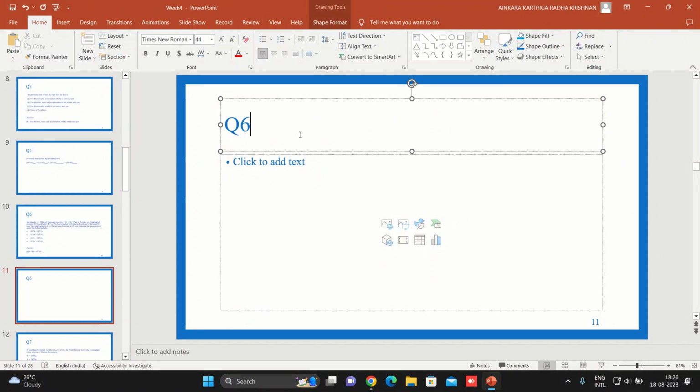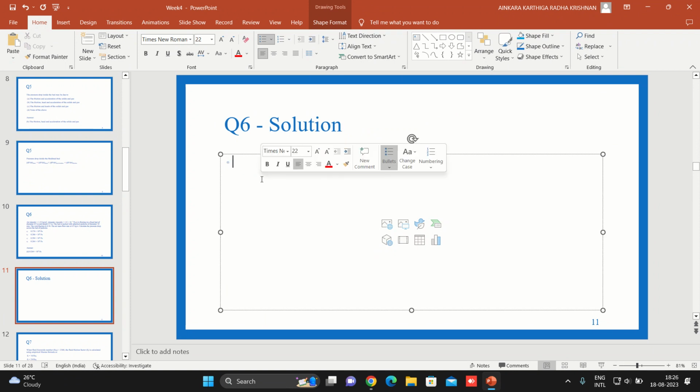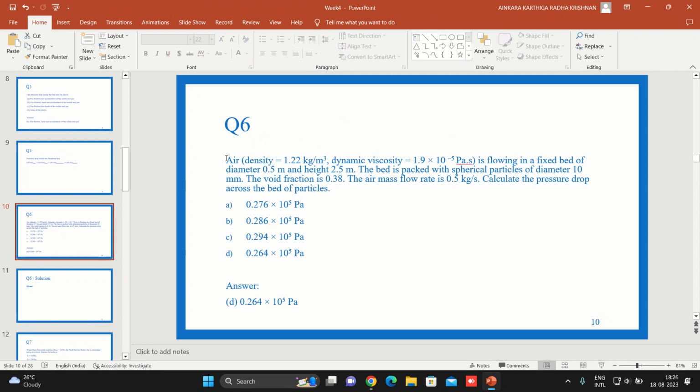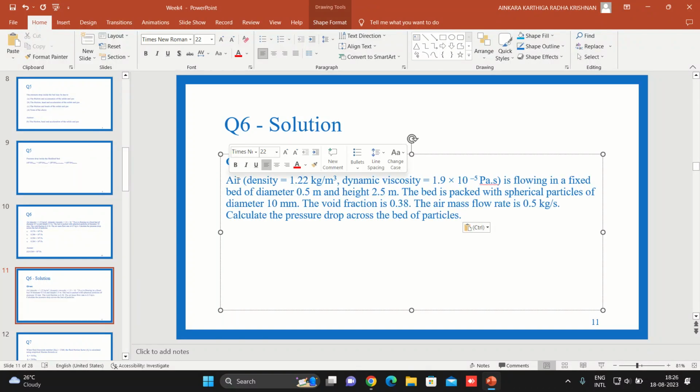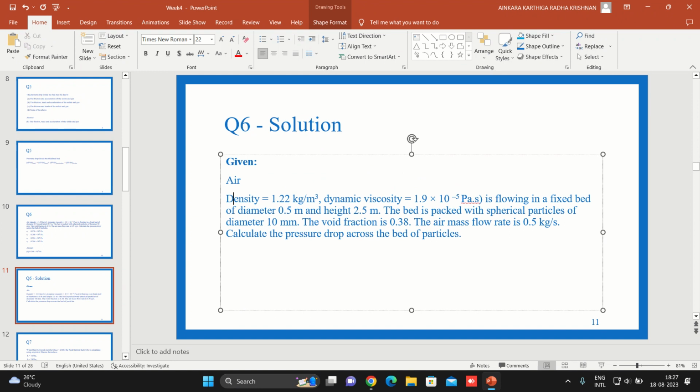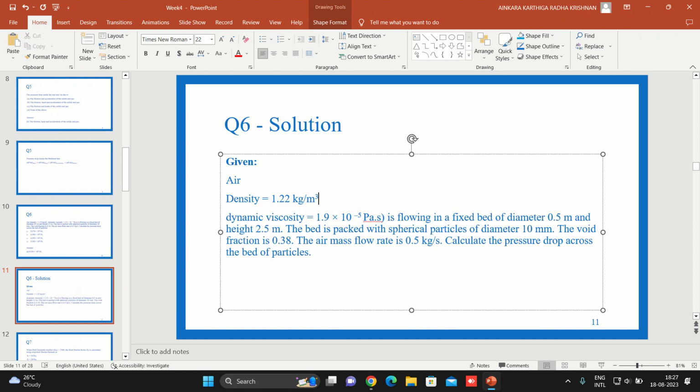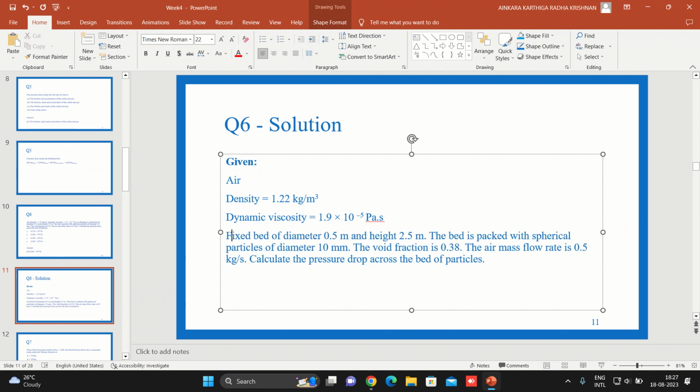Question 6 solution. What is the first step, guys? When we are dealing with any problem, we should write given. And here we'll write whatever is given, and we'll analyze whatever is given. So first it is given density, dynamic viscosity, everything is given, flowing in a fixed bed. Bed dimension is given, diameter and height is given. So here also we can write air.